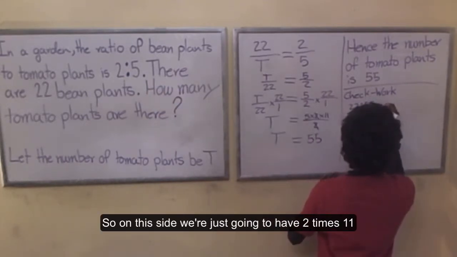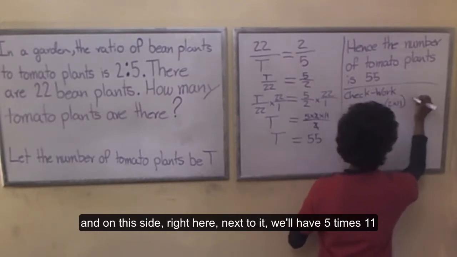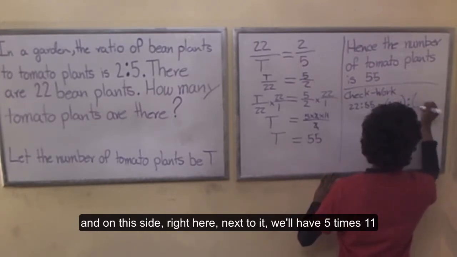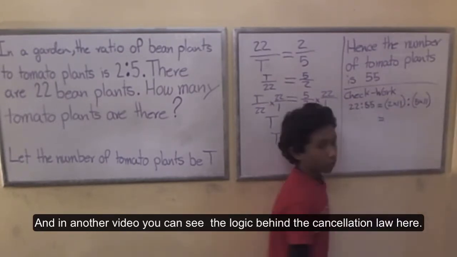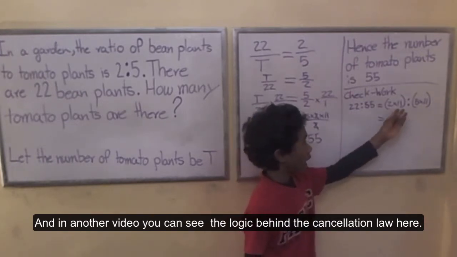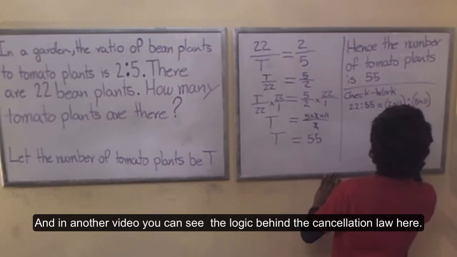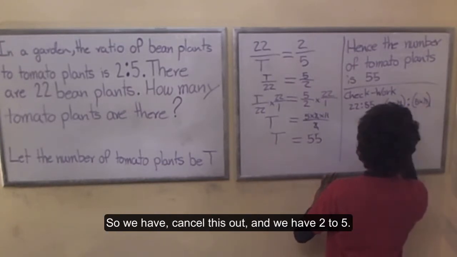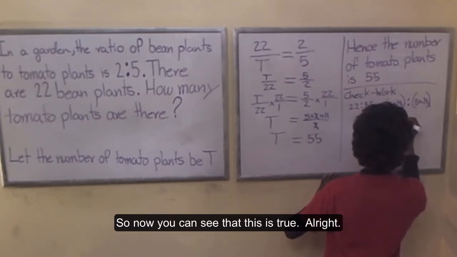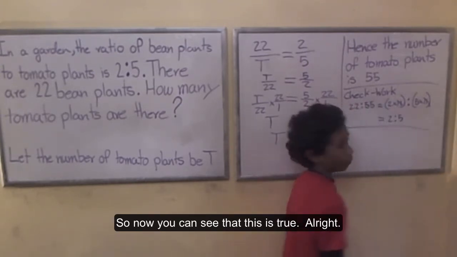So, on this side, we're just going to have 2 times 11. And on this side, right here next to it, we'll have 5 times 11. And in another video before, you can see the logic behind the cancellation law here. So we cancel this out, and we have 2 to 5. So now you can see that this is true.